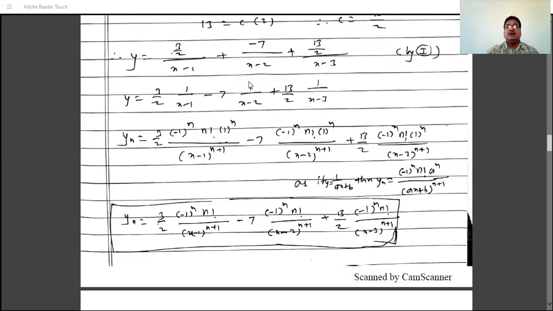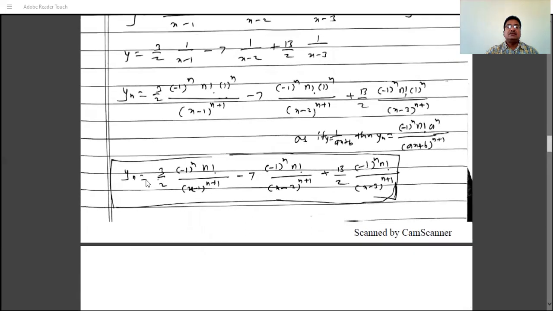this constant. Again, the same rule, 1 by ax plus b. A is 1. So minus 1 raised to n, n factorial, 1 raised to n, divided by x minus 2 raised to n plus 1, plus 13 by 2. Again, the same rule. A is 1. So the nth order derivative of 1 by x minus 3 is minus 1 raised to n, n factorial, 1 raised to n, because a is 1, divided by x minus 3 raised to n plus 1. So use this rule.